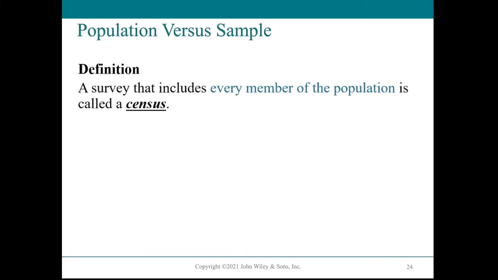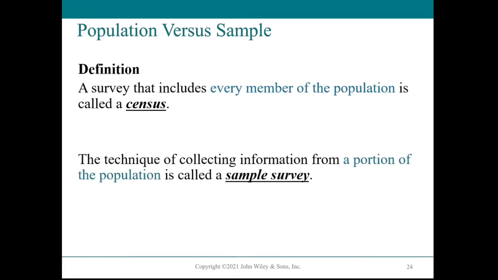A survey that includes every member of the population is your census. And the technique of collecting information from a portion of the population is the sample survey. If the data that you are gathering comes from the population as a whole, so that means data will be collected on every single member of the population, that's the census. And if you're only going to get data from selected members of the population, that's your survey.